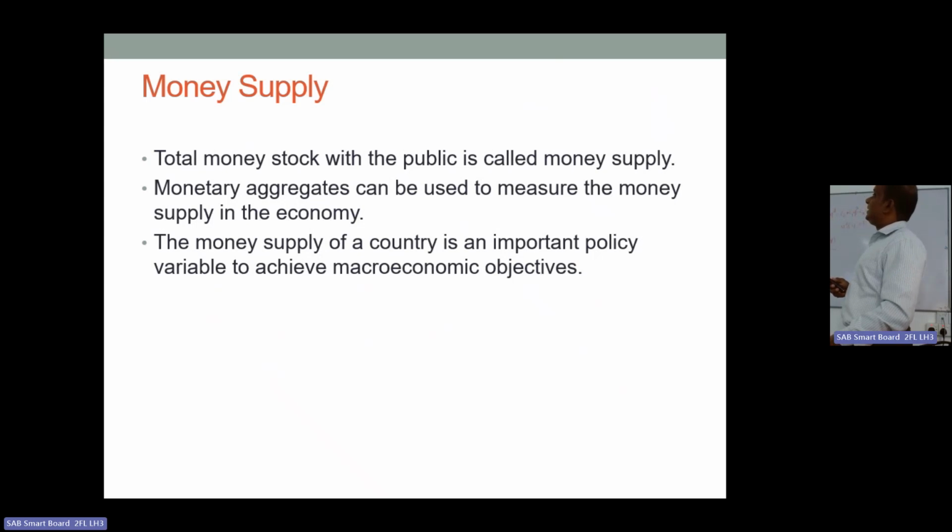On the other side, there is the money supply. That is another important variable, but it is a policy variable. Why do we say it's a policy variable? Because it is determined by the central bank according to monetary policy. Money supply is the total stock of money in the economy that forms the liquidity.